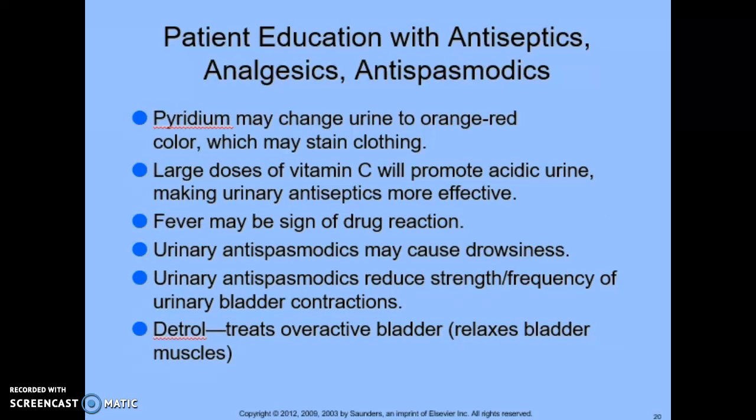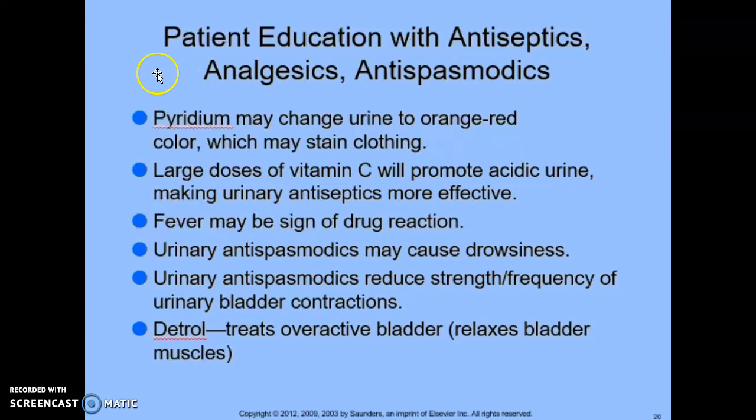Let's look at patient education for antiseptics, analgesics, and antispasmodics. Pyridium may change urine to an orange-red color, which may possibly stain clothing. Large doses of vitamin C will promote acidic urine, making urinary antiseptics more effective. Fever may be a sign of drug reaction. Urinary antispasmodics may cause drowsiness. Urinary antispasmodics reduce strength and frequency of urinary bladder contractions, and Detrol treats overactive bladder. It relaxes the bladder muscles.